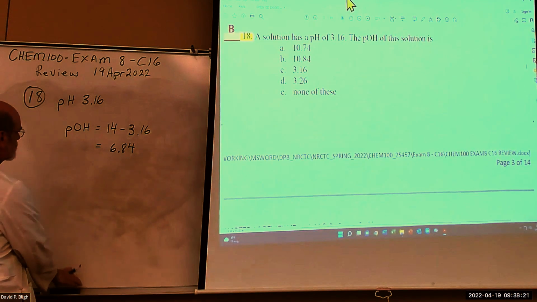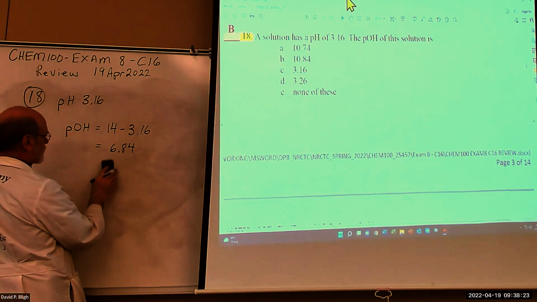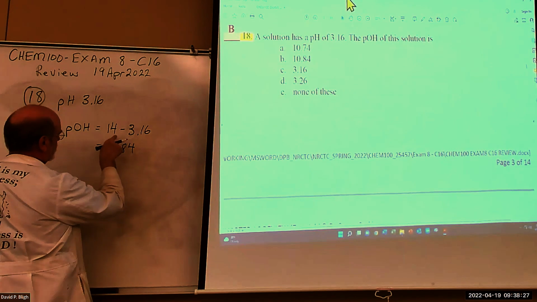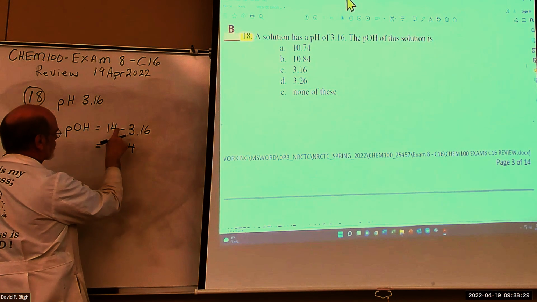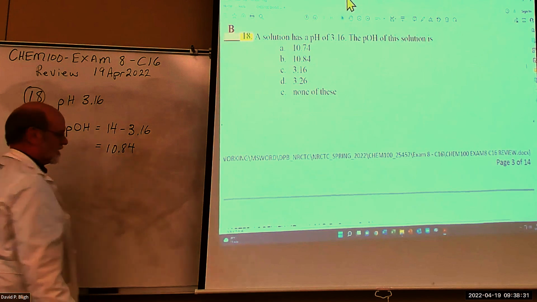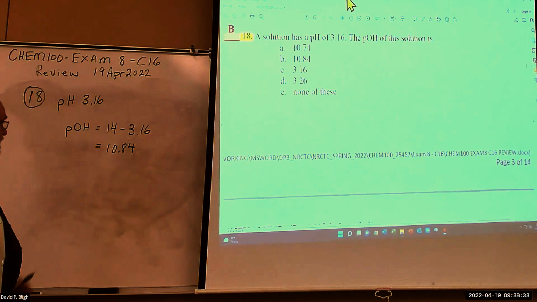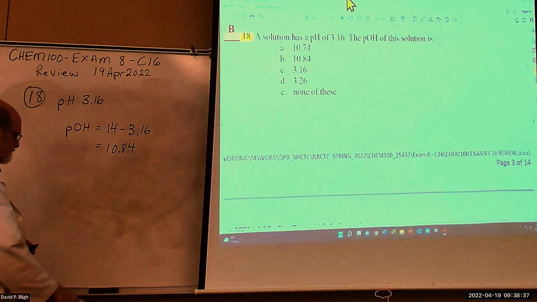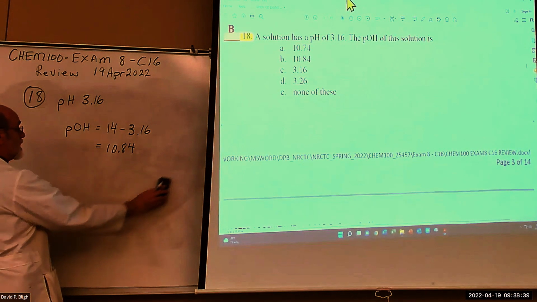Wait a minute. What did I do wrong? Oh. Shoot. 3 from 13 is 10. What am I thinking? 10.84. One of those days.